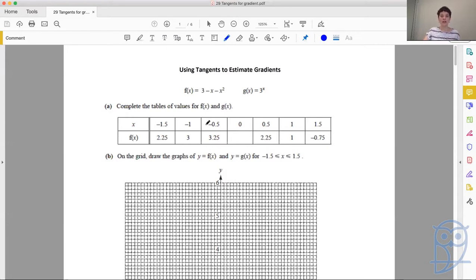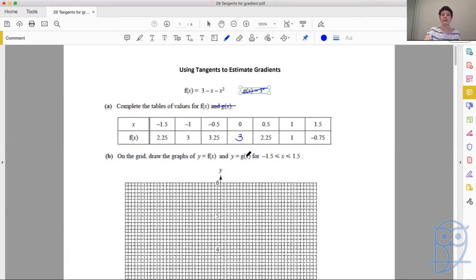We've got a question here. We've got f(x) equals 3 minus x squared and g(x) equals 3 to the x. We're not actually going to use this one because what we're doing is we're zooming in just on the tangent piece. So completing the table of values for f(x), there's only one value. And of course, we take our 0, we put it in here. So 3 minus 0 squared gives us 3, funnily enough.